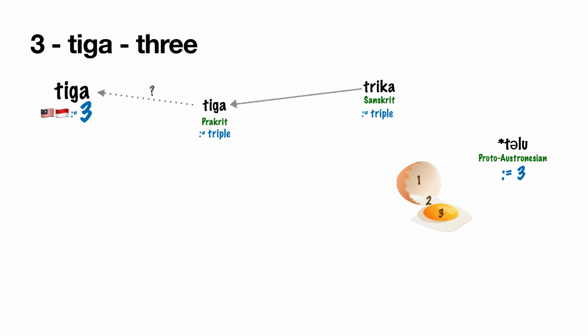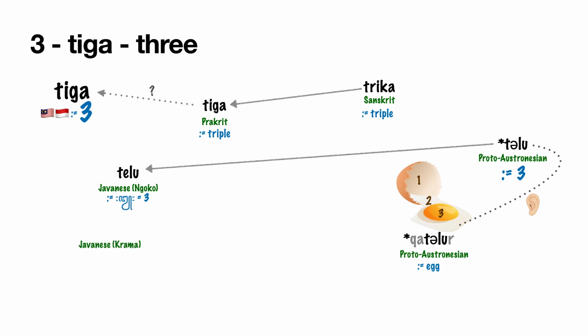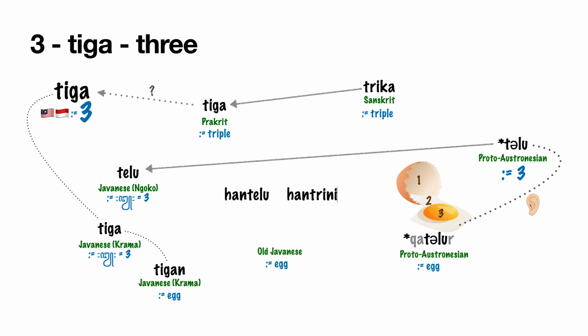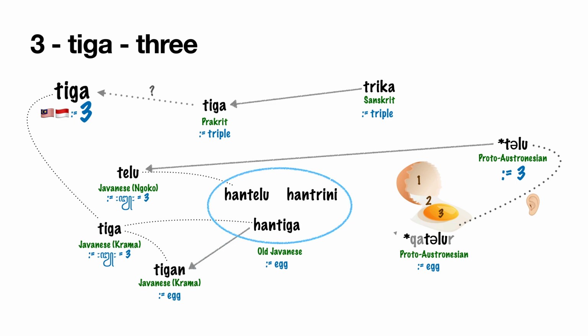Let's have a look at this. The Proto-Austronesian word for 3 is telu, and the Proto-Austronesian word for egg is kateluR or ateluR. Do you think they sound similar to each other? Let's have a closer look at the Javanese words. The Javanese word for 3 is telu, which in krama is tiga, and the krama word for egg is tigan. The Old Javanese words for egg are hantelu, hantrini, or hantiga. And the Indonesian or Malay word for egg is telur.